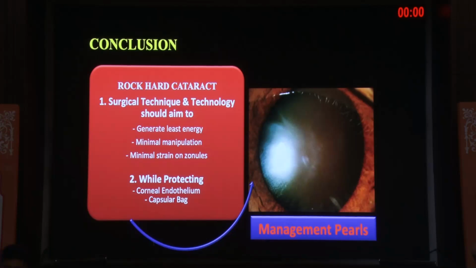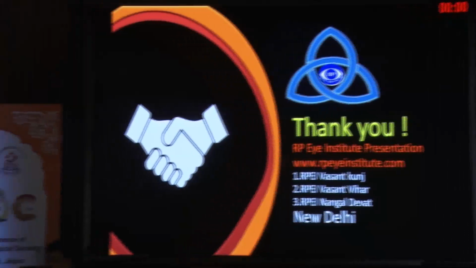So to conclude, whenever you're dealing with the rock-hard cataract, your surgical technique and the technology should aim so that you are generating least energy in the anterior chamber with a minimal manipulation and minimal strain of the zonules. Keep it in mind, zonules are very important in these hard cataracts, while protecting your corneal endothelium and the capsular bag. Thank you very much.